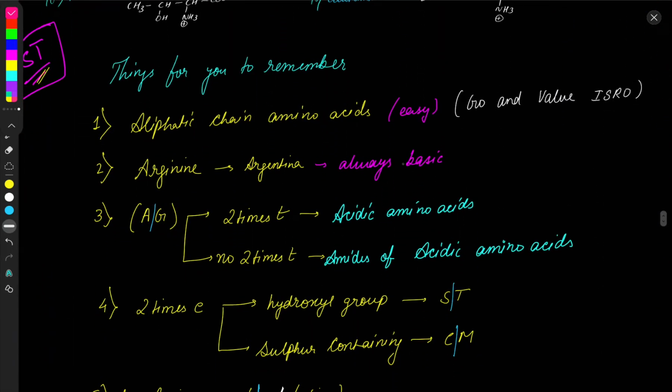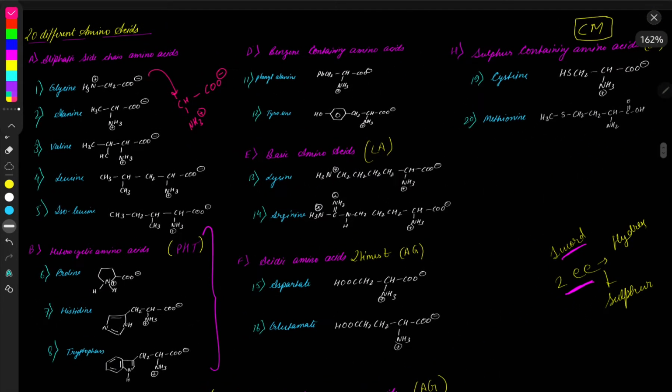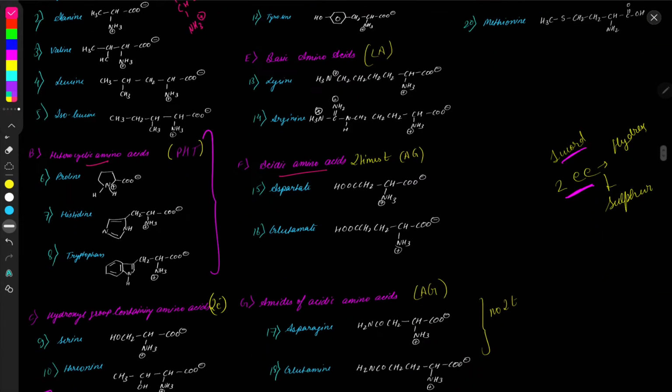Now let's come to point 2. You have to relate arginine to Argentina. It is always basic. You have to remember the statement that arginine is always basic. I have categorized these amino acids into these things: benzene containing amino acids, acidic amino acids, heterocyclic amino acids, sulfur containing amino acids, hydroxyl group containing amino acids.